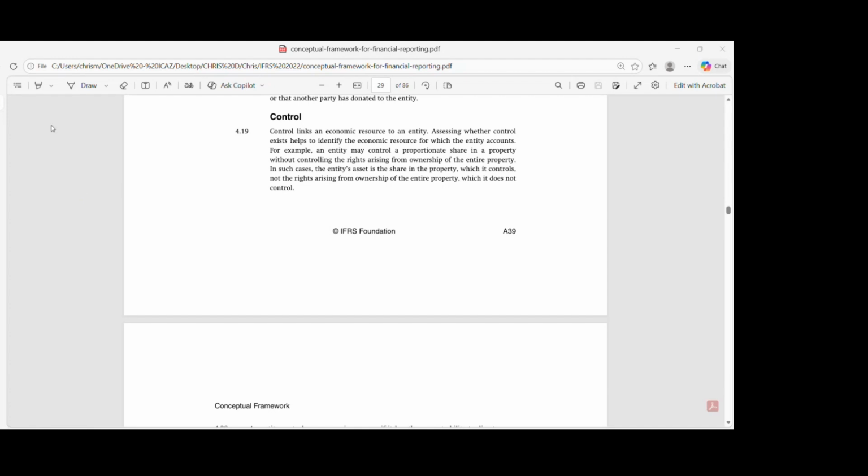What control? So the key is what control. An entity must control the resource, and it can restrict others from accessing the benefit. So please, control doesn't necessarily mean ownership always.